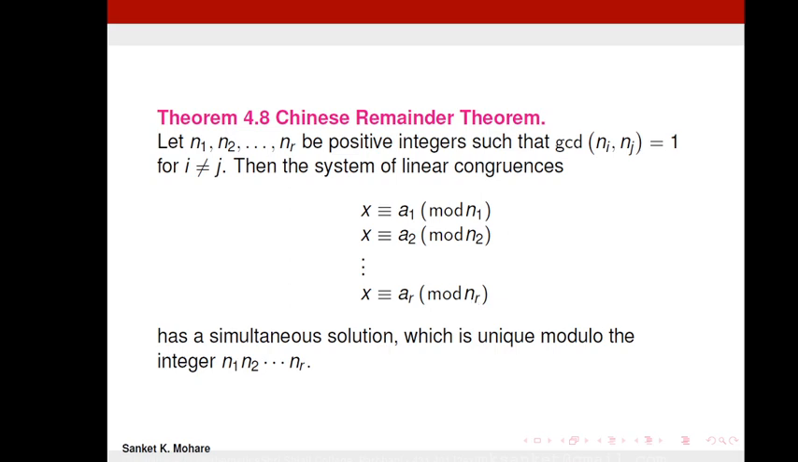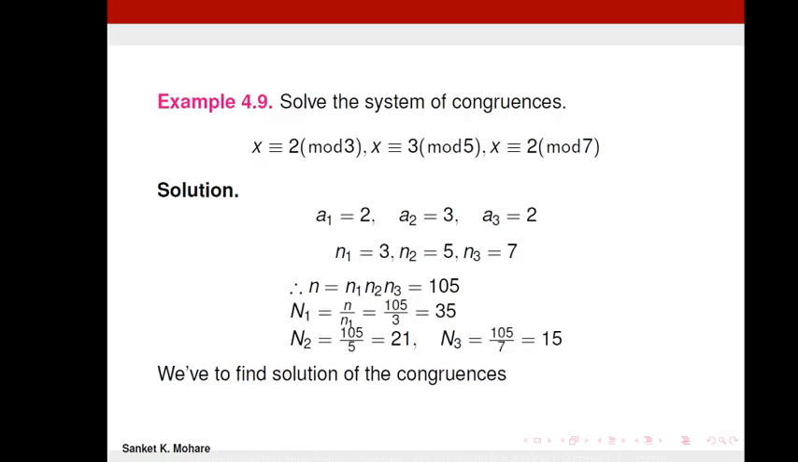So let's start the example. Example 4.9: solve the system of linear congruences x congruent to 2 modulo 3, x congruent to 3 modulo 5, x congruent to 2 modulo 7. In this system there are three congruences. The first one is x congruent to 2 modulo 3, the second one x congruent to 3 modulo 5, and the last one is x congruent to 2 modulo 7.